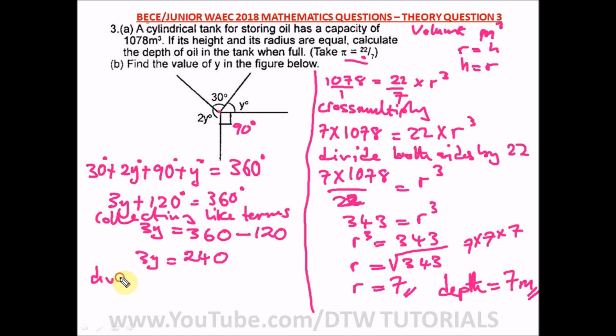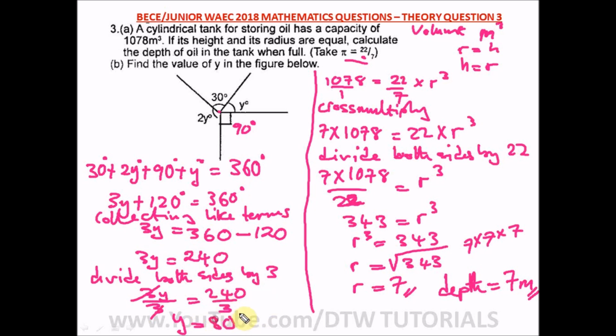So you write, divide both sides by 3. Okay, so you say 3y divided by 3 is equal to 240 divided by 3. 3 will cancel out 3. We're left with, y is equal to, what is 3 in 240? That will give us 80 degrees. Okay, so y is equal to 80 degrees. So this is our final answer.